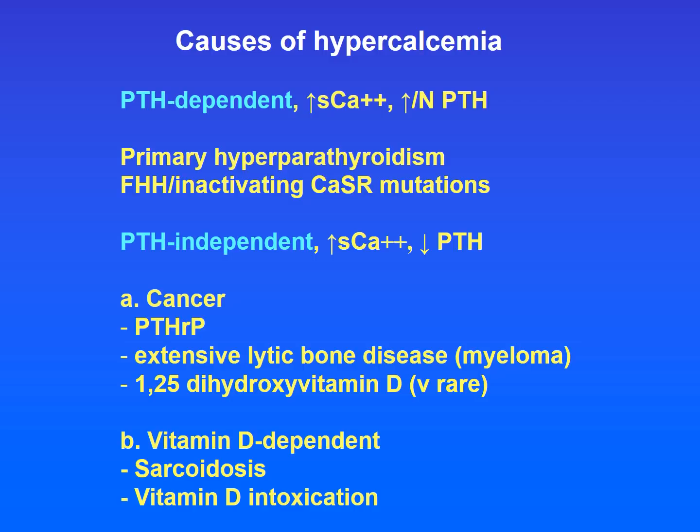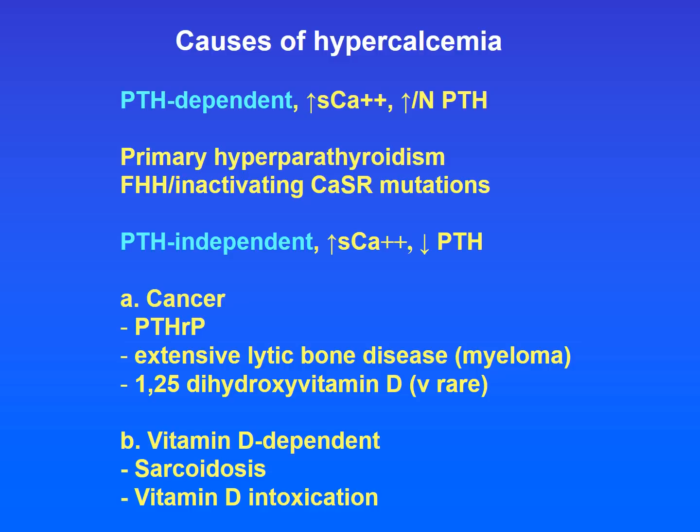Much more rarely, but well described, the parathyroid hormone dependent hypercalcemia can be caused by mutations in the calcium sensing receptor, which decrease its function, so that the chief cells in the parathyroid glands are tricked, if you like, by the inactivating receptor mutation, into thinking that the ambient extracellular fluid calcium is lower than it actually is, and as a consequence parathyroid hormone generation and release is increased, and the typical biochemistry of parathyroid hormone dependent hypercalcemia is present.